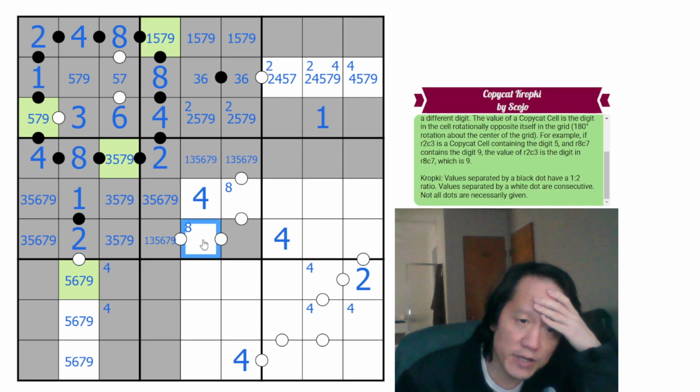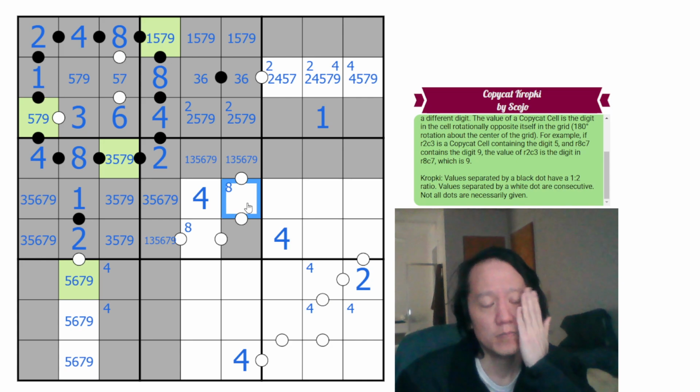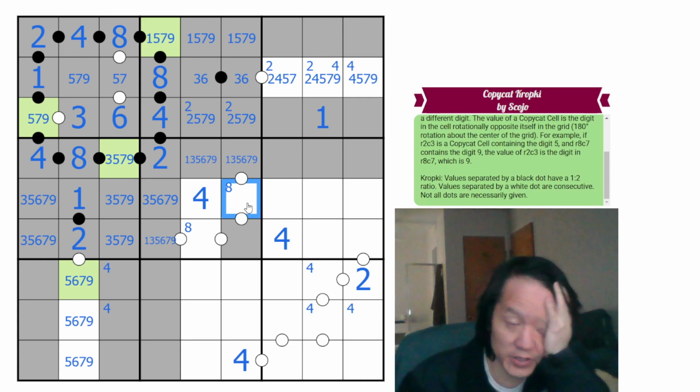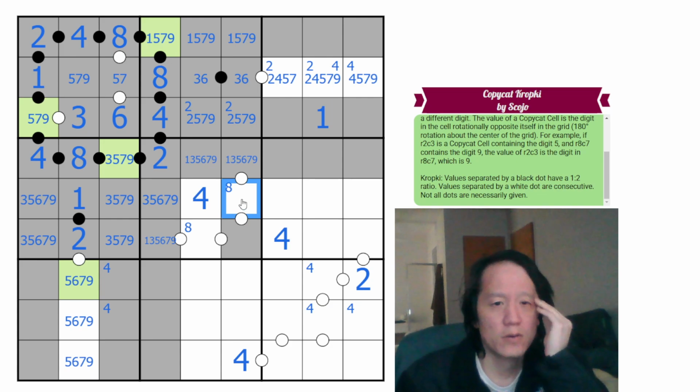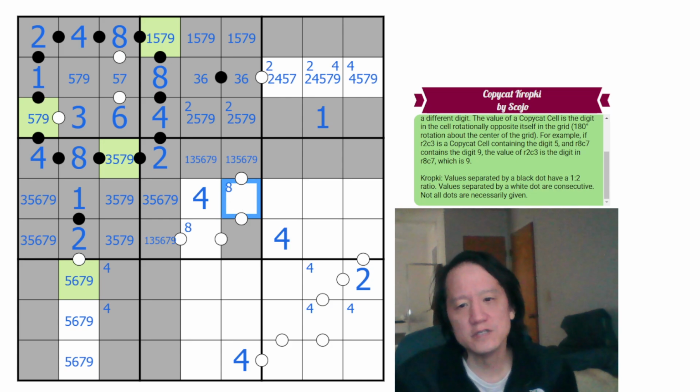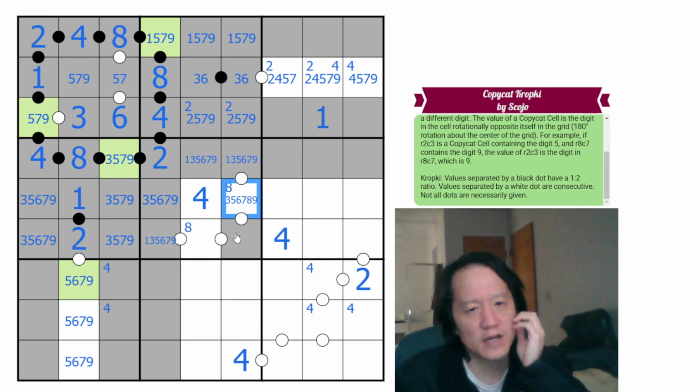If this were 8, it would have to be next to 7 and 9. So it could be 9, 8, 7, 6, 5. That's possible. If 8 were the copycat cell, in the copycat cell, that is. Okay, so this is 3, 5, 6, 7, 8, and 9.